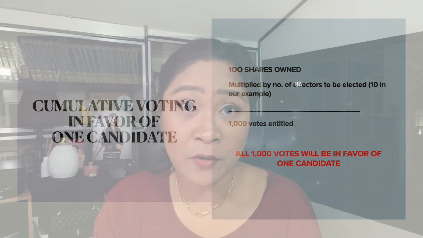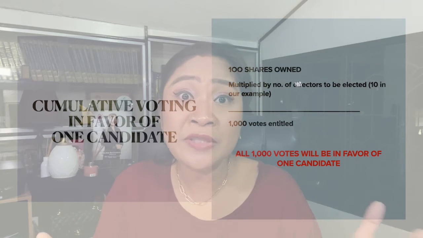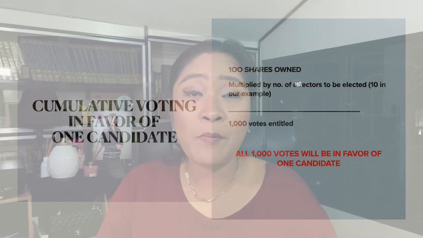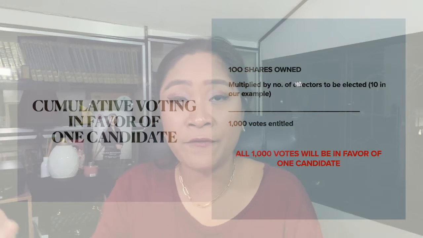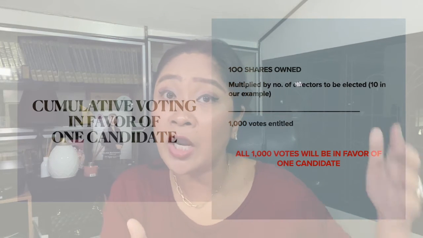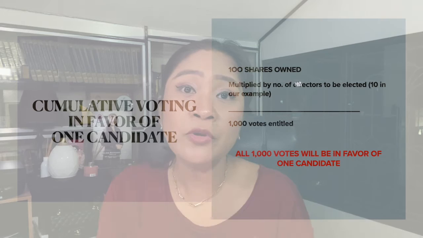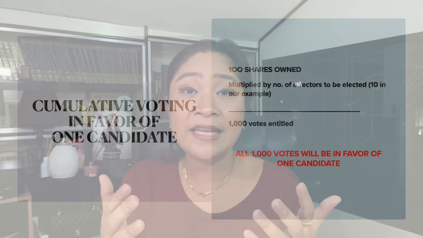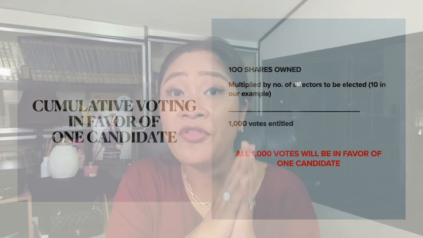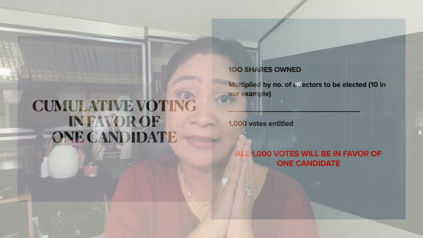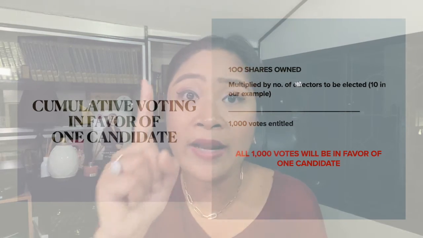That's 1,000 votes. Now, instead of distributing it equally among the 10 out of the 15 that you would have chosen under straight voting, in cumulative voting in favor of one candidate, you accumulate all the 1,000 votes that you are entitled to cast to only one candidate. So you put in all your 1,000 votes to just one.